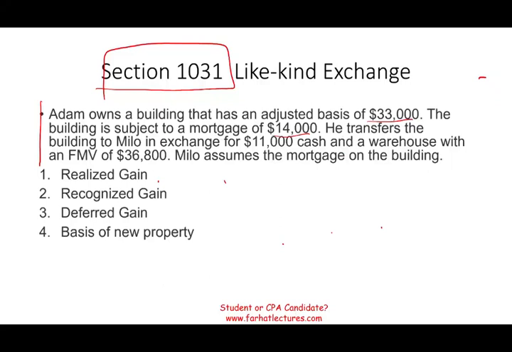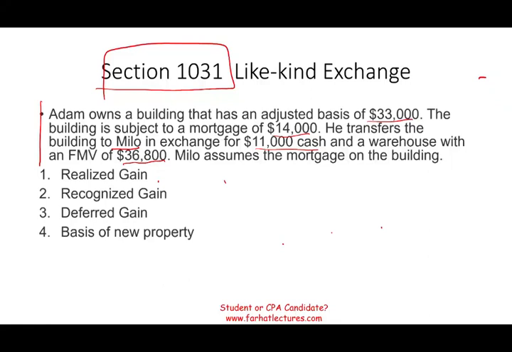Adam transferred the building to Milo. In exchange, Milo gave him $11,000 in cash and a warehouse with a fair market value of $36,800. The first thing you want to make sure of in this problem, although you don't have to do it, is that the exchange makes sense. What does that mean?